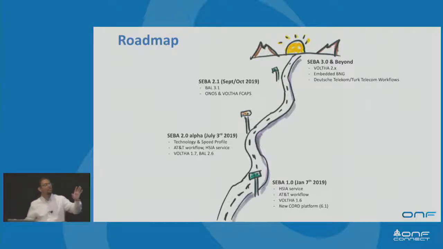these. No, so the way to look at that is that the work is really going on to Volta 2.x. There is some experimental work that is going on in the embedded BNG. And then there is, at the same time, many features that are coming in for Deutsche Telekom and Turk Telekom workflows, right? So when those workflows become part of SEBA, then they automatically get released. When those come, they automatically bring in new features. Let me rephrase it.